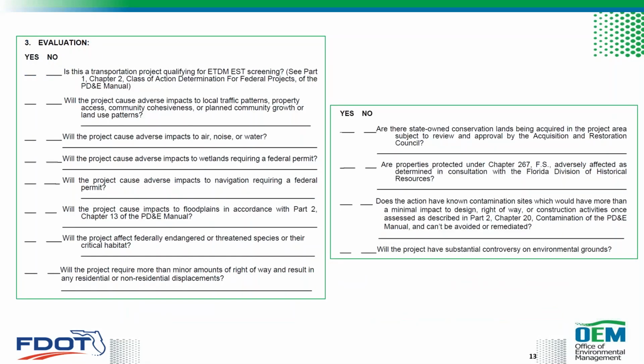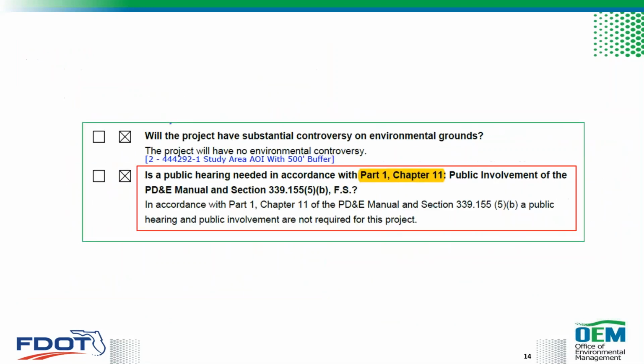The questions cover topics ranging from impacts from things like traffic patterns and land use to sociocultural, natural, cultural, and physical resources. Now, this last one asks whether a public hearing is needed. Non-major state actions do not generally require a public hearing. Public involvement activities for these projects are conducted in accordance with Part 1, Chapter 11 of the PD&E manual.